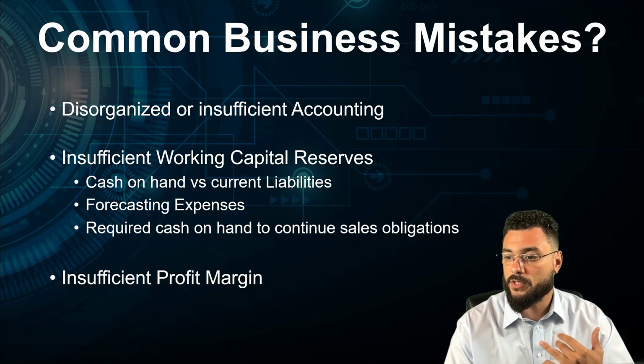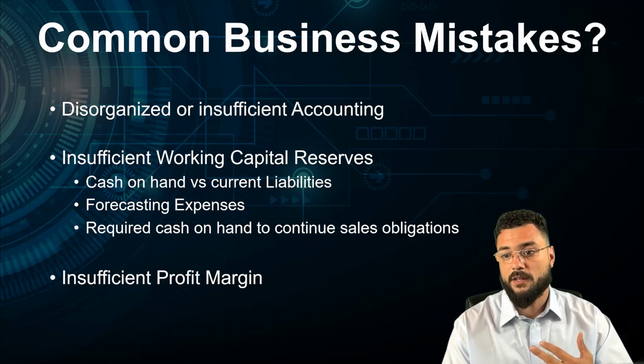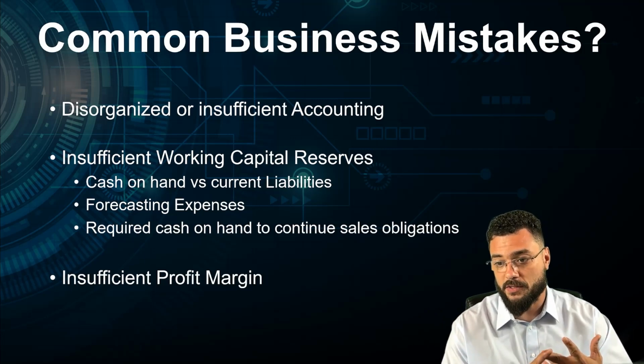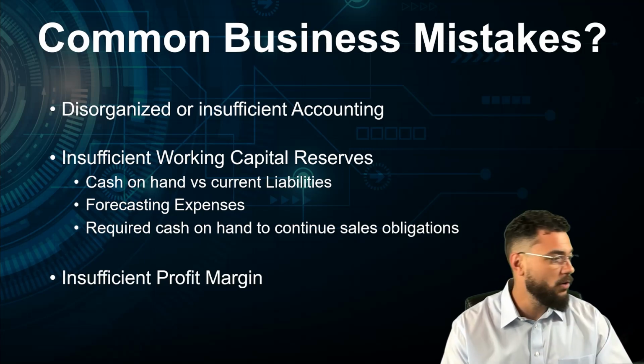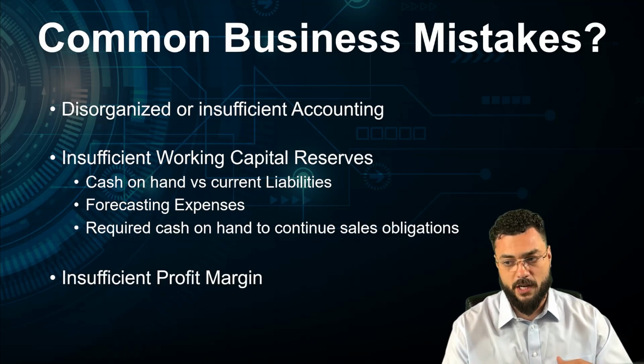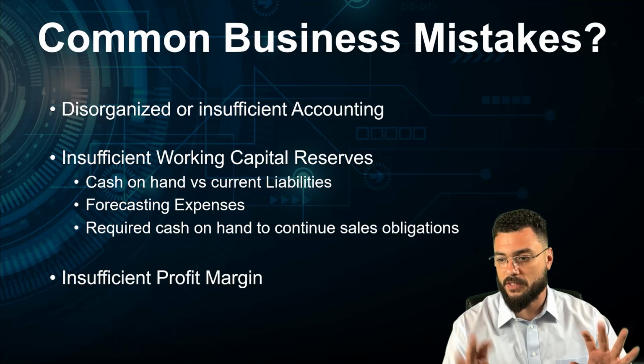Insufficient working capital reserves. This is cash on hand, so this is cash versus liabilities forecast. This is required for forecasting expenses and required to continue sales obligations. So basically, we're going to give a construction example, right? So you bid, we'll pick a really big job, nice round numbers, real easy to tell.